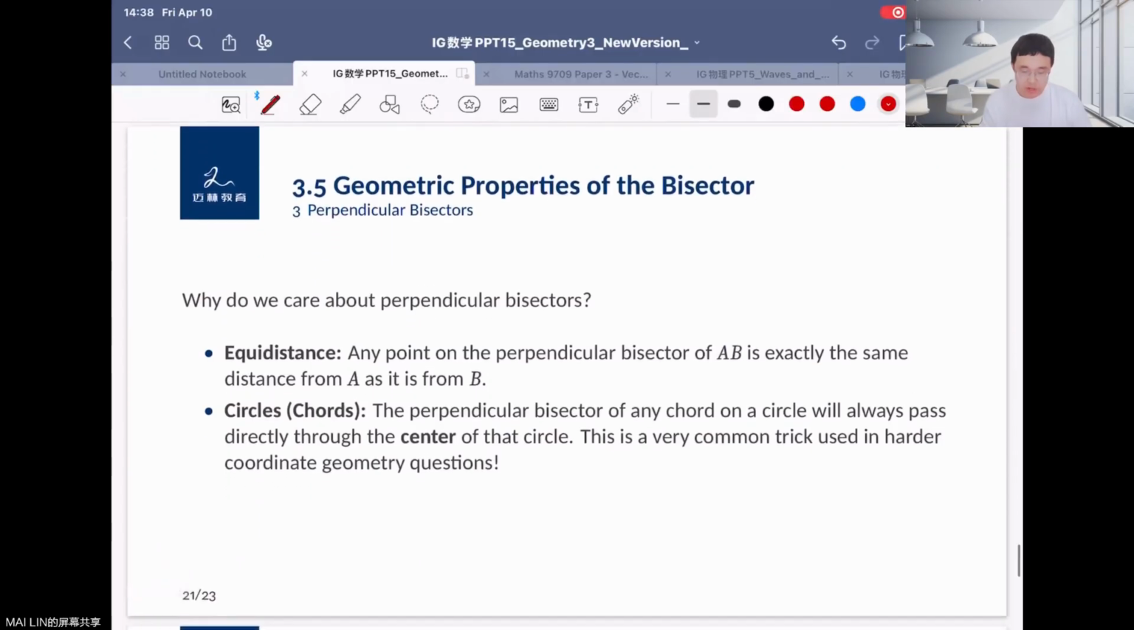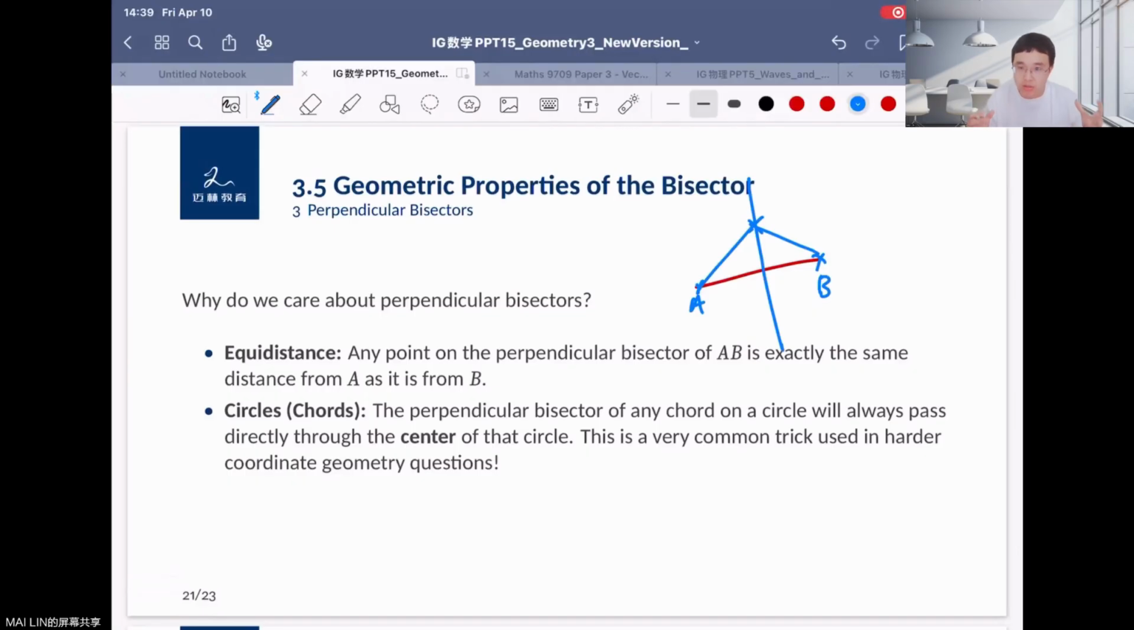And for the geometric properties of the bisectors, here are two. Okay, first is equidistance. That means we have a line and then we have a perpendicular bisector, and you can find A and B have the same distance to any of the points on the perpendicular line, okay? That's equidistance.